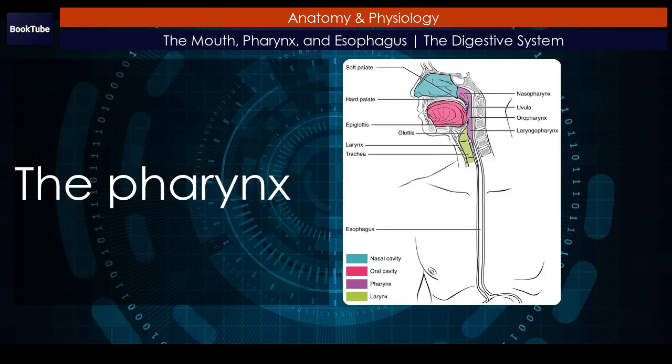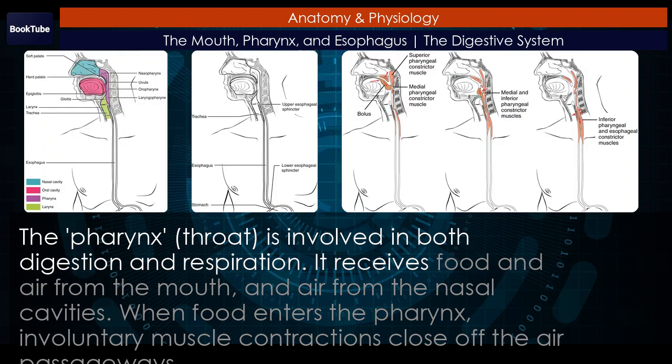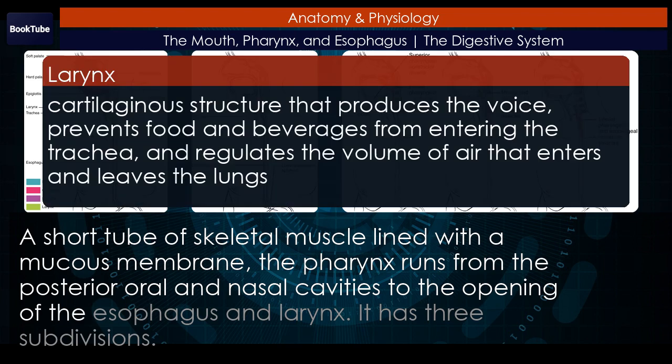The pharynx, or throat, is involved in both digestion and respiration. It receives food and air from the mouth, and air from the nasal cavities. When food enters the pharynx, involuntary muscle contractions close off the air passageways. It is a short tube of skeletal muscle lined with a mucous membrane. The pharynx runs from the posterior oral and nasal cavities to the opening of the esophagus and larynx.